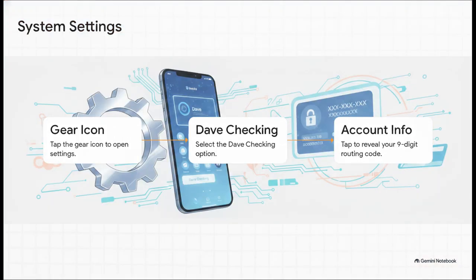If you want another way, you can always navigate through your system settings menu. Just tap the little gear icon to open settings, select the Dave Checking Account option, and hit Account Information. This instantly reveals your active 9-digit transit routing code right alongside your checking account number. Super fast once you know the path.